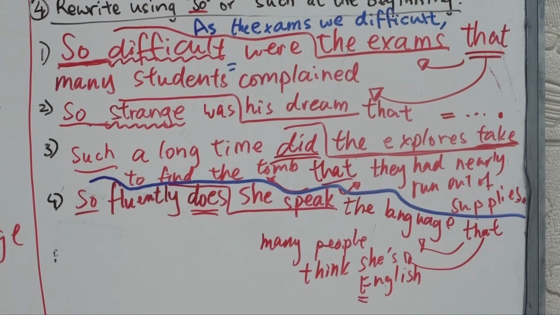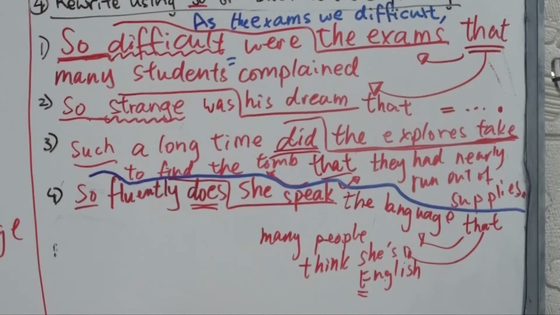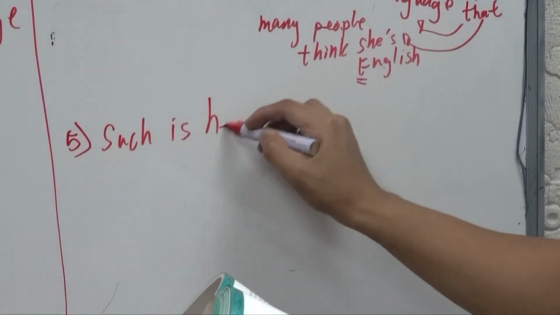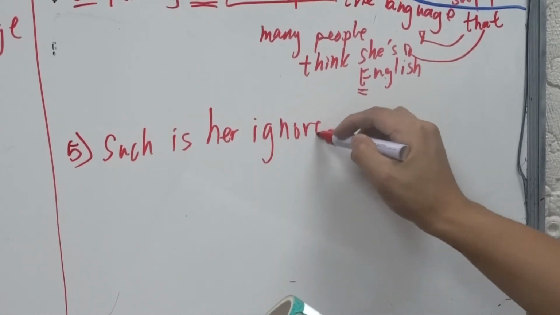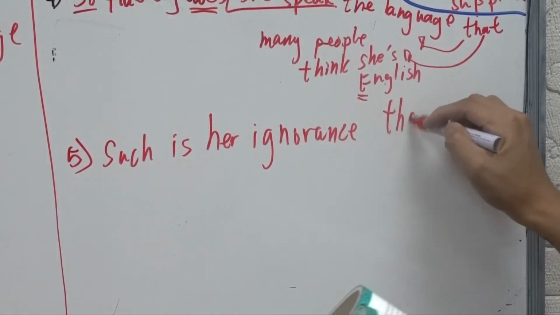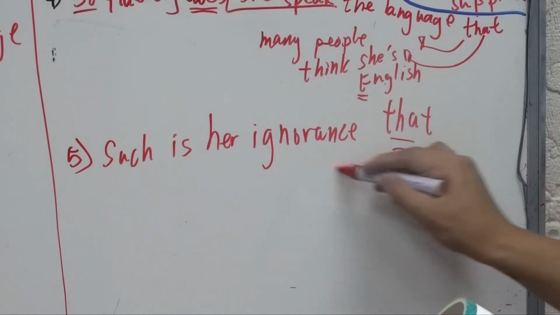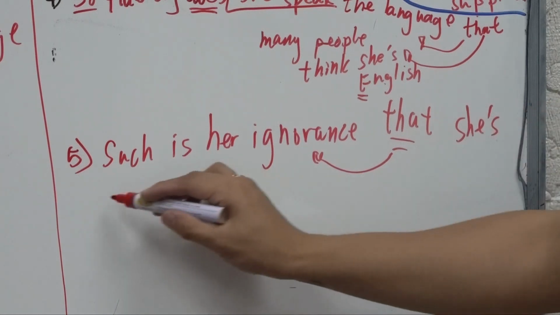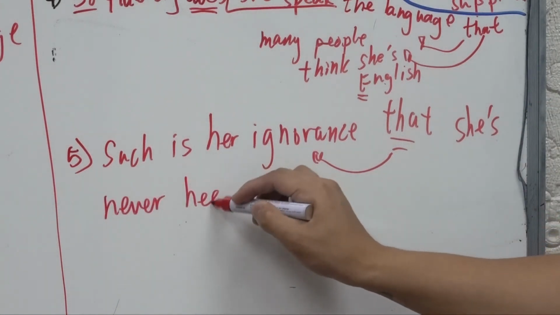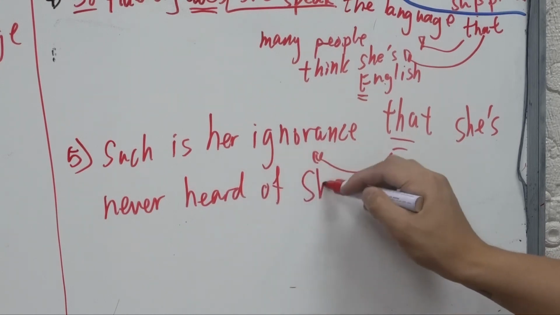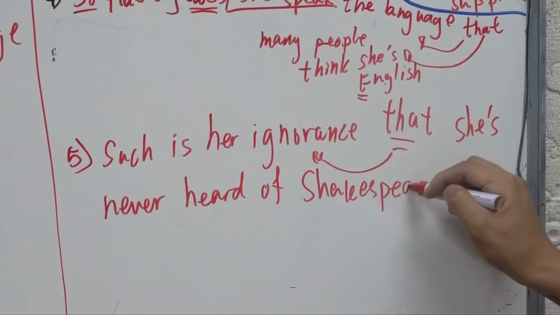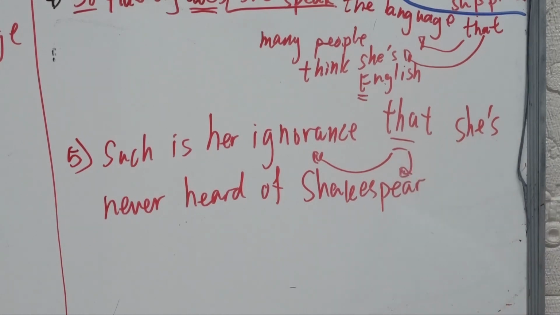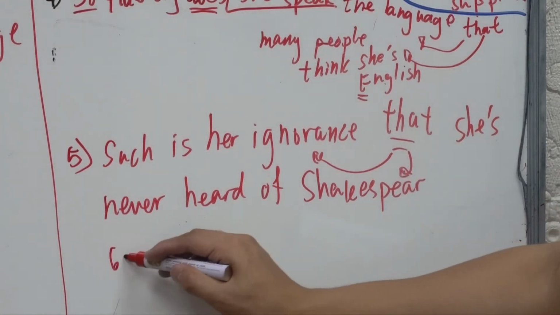Alright, so let's do one more together and then we'll finish it up, alright? Number 5, such, right? So ignorant, right? So such is her ignorance. That, right? Her being ignorant. That she's never heard of Shakespeare. Right? Okay? So 6 and 7 will be given to you as homework, okay?